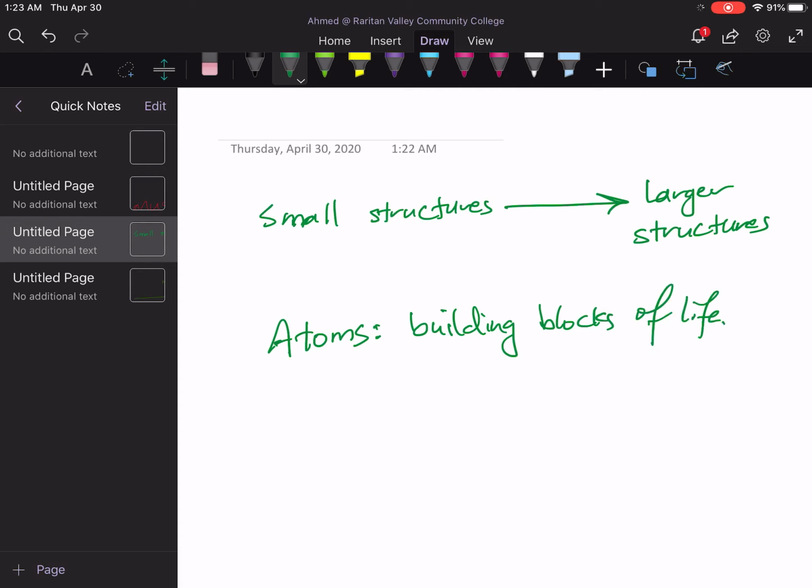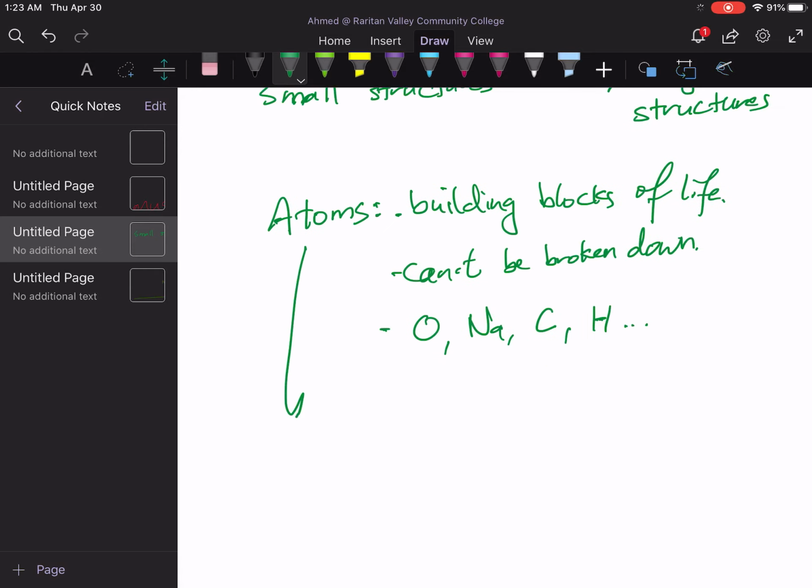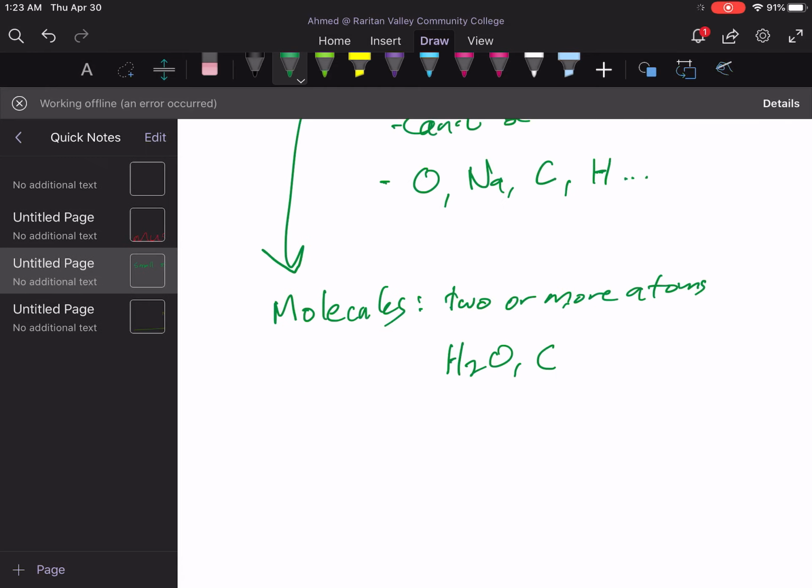They cannot be broken down. Examples of atoms are oxygen, sodium, carbon, hydrogen, etc. We have plenty of examples of atoms. These atoms can group together and they will form molecules. Two or more atoms come together. For example, we have water, carbon dioxide, and oxygen itself as a molecule.